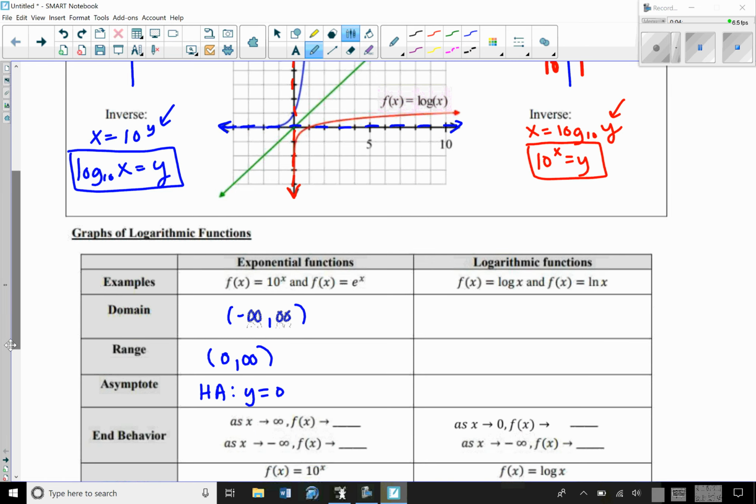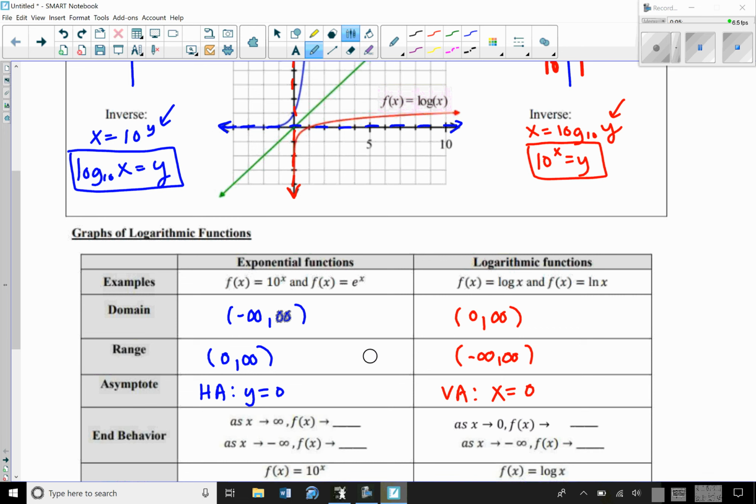So we actually have a vertical asymptote at x equals 0 for a logarithmic function. That means my domain is 0 to infinity, which makes sense because again, you're switching your domain and range. So this became my domain and this is going to become my range. So now my range is all real numbers, negative infinity to infinity.